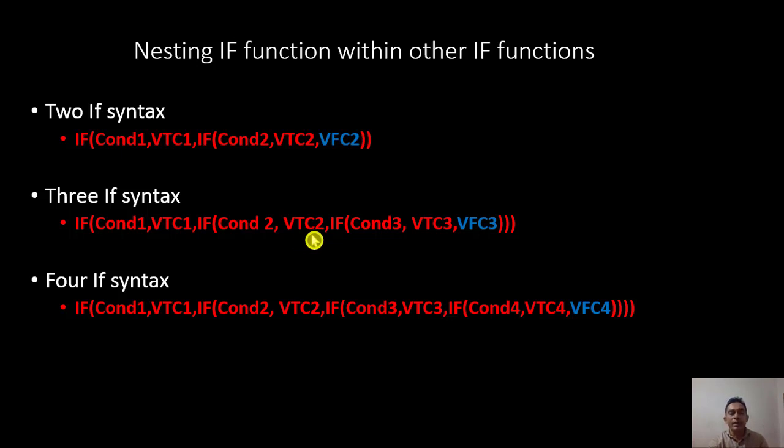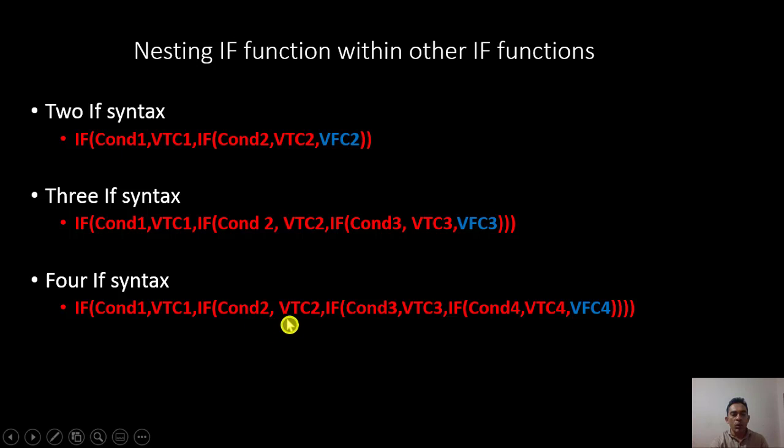If condition 2 is not satisfied, again you give the formula to test another condition, condition 3. If condition 3 is satisfied, you expect this result to come. If condition 3 is not satisfied, you give the value false for condition 3. If you are combining four if functions together, you keep adding like this. If condition 1 is satisfied, what is the value true for condition 1? If not, you give another condition to check.